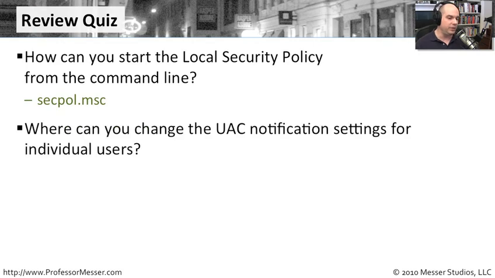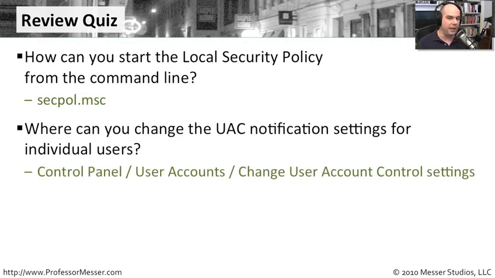The next question is, where can you change the UAC notification settings for individual users? If you're logged in and you have access to be able to do this, you can simply go to your control panel under your user accounts and choose the option for change user account control settings, and then you can slide that slider up and down to be whatever you'd like it to be.